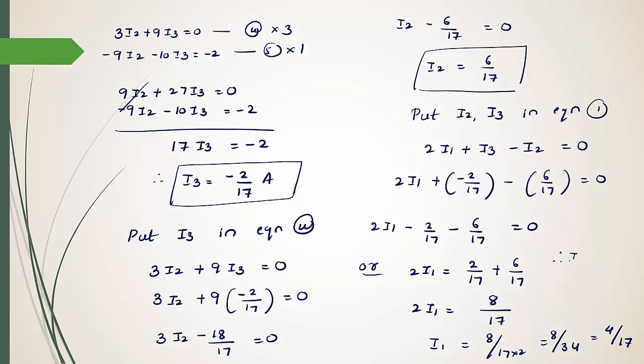So therefore I1 equal to how much? 4 divided by 17. So we got the current in each branch as I1 equal to 4 by 17, I2 equal to 6 by 17, and I3 equal to minus 2 divided by 17 ampere. So these are the currents in each branch of the network.